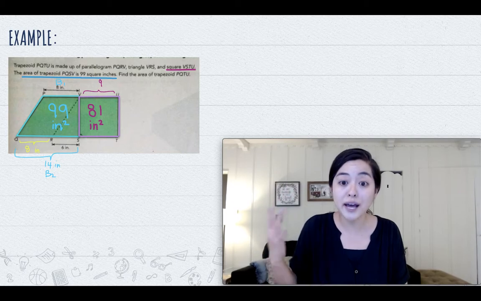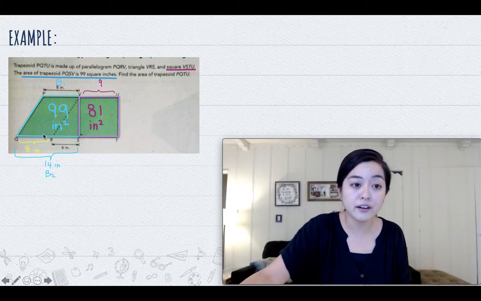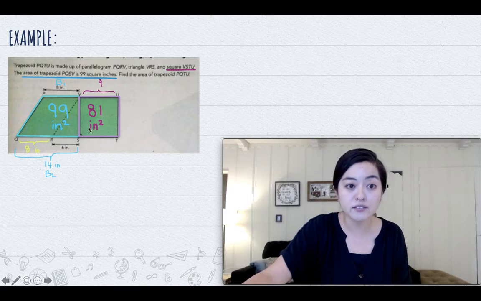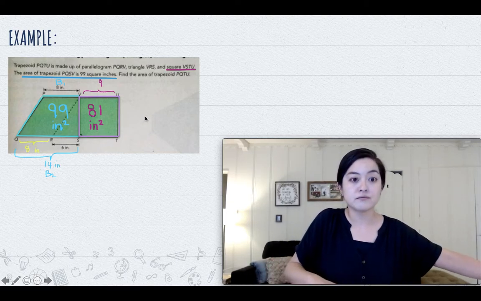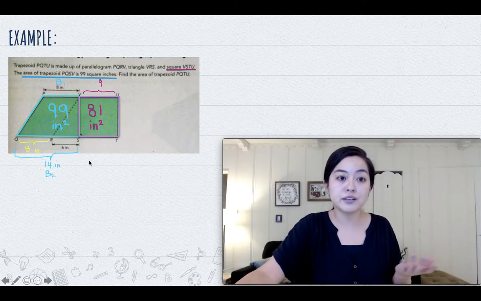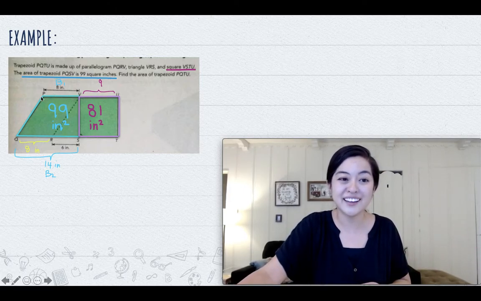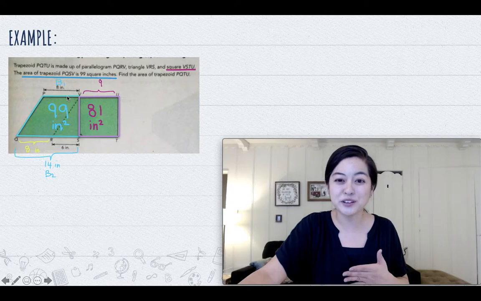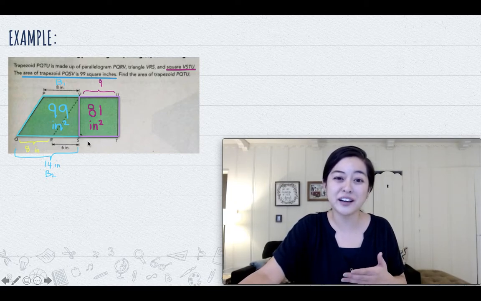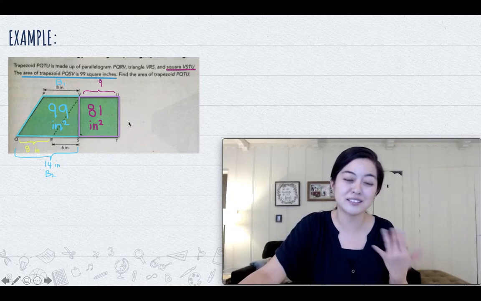Sweet. So now I have the area of my smaller trapezoid, and I have the area of this square. Can you figure out the area of this entire trapezoid, trapezoid PQTU? Of course, we could input the bases. We can use the formula for the trapezoid because we know the height, we know the bases and everything.